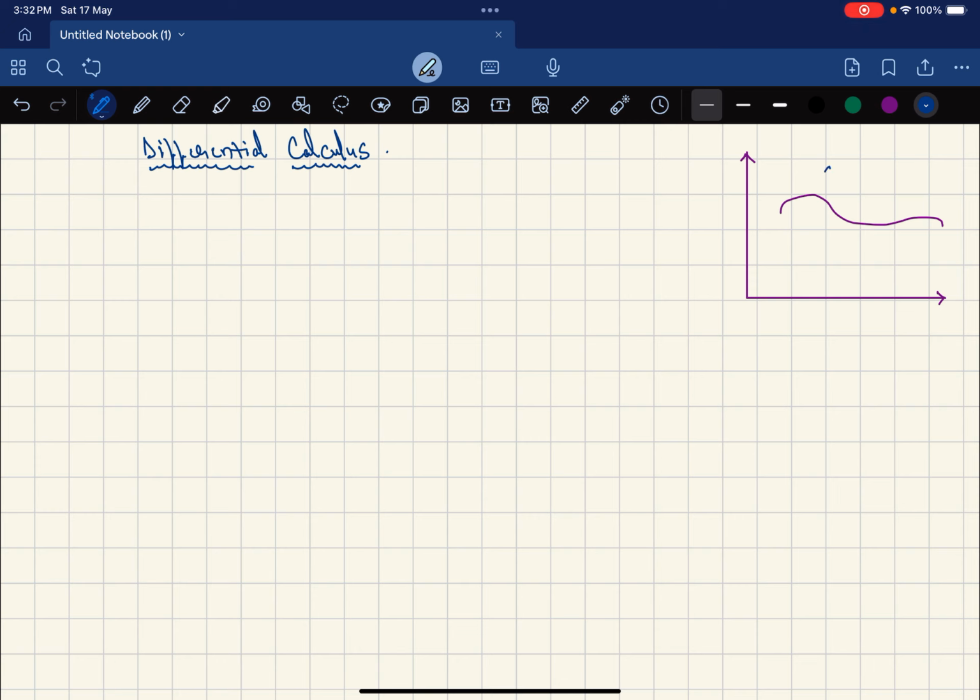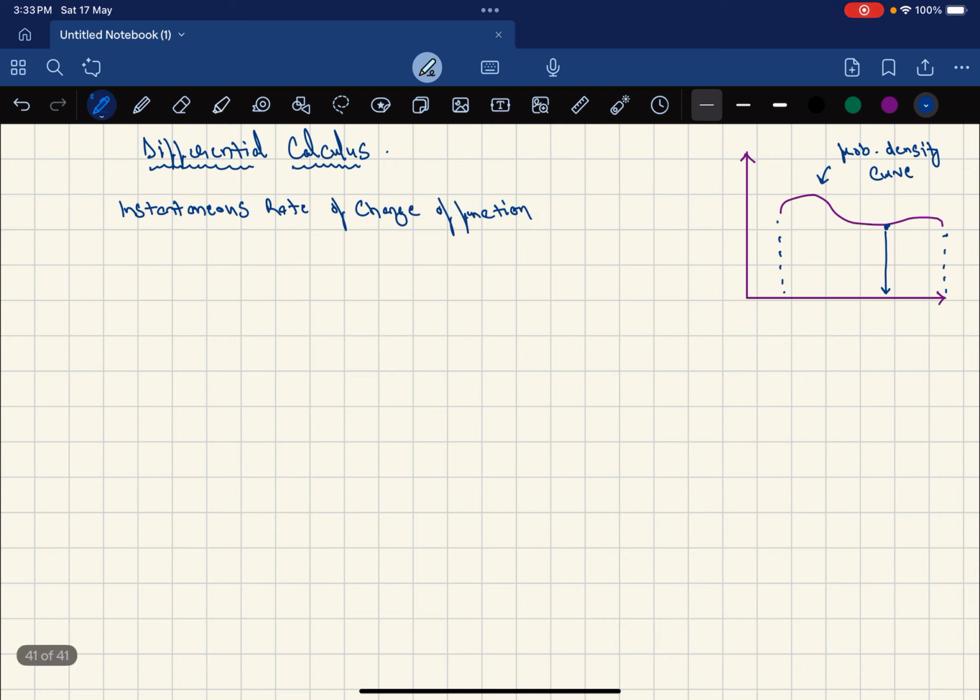So let us say we have a probability density curve, as you can see on the right side here. This is a probability density curve in a given x range. This is the total x range here. Now let us say we want to calculate the derivative of this function at this particular point. Now the derivative of the function is nothing but the instantaneous rate of change of that function at the given point.